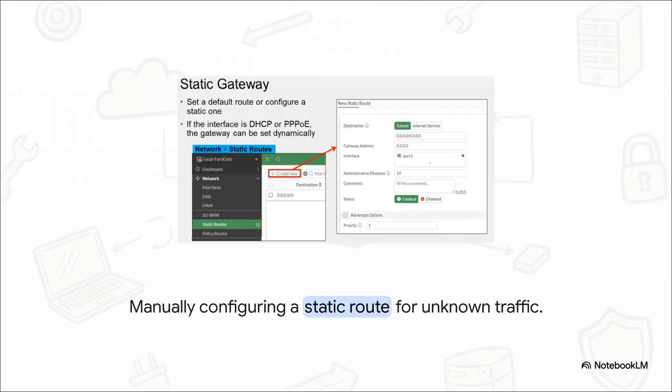We manually configure a default static route. We set the destination to 0.0.0.0/0, which, as you probably know, is just networking shorthand for literally any unknown destination. Then, we tell the FortiGate to forward all of that unknown traffic out through our internet-connected interface straight to the gateway address of the next router in line. It's a simple step, but absolutely foundational to getting things running.